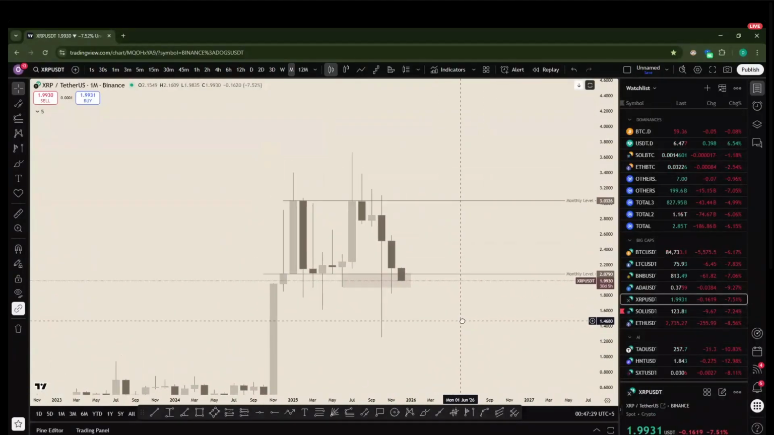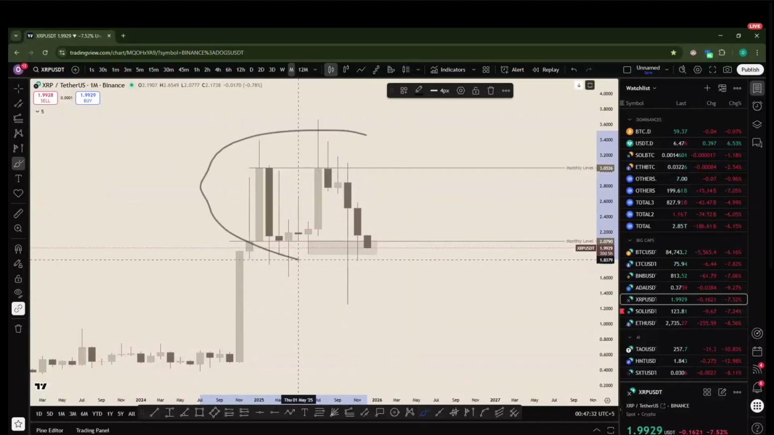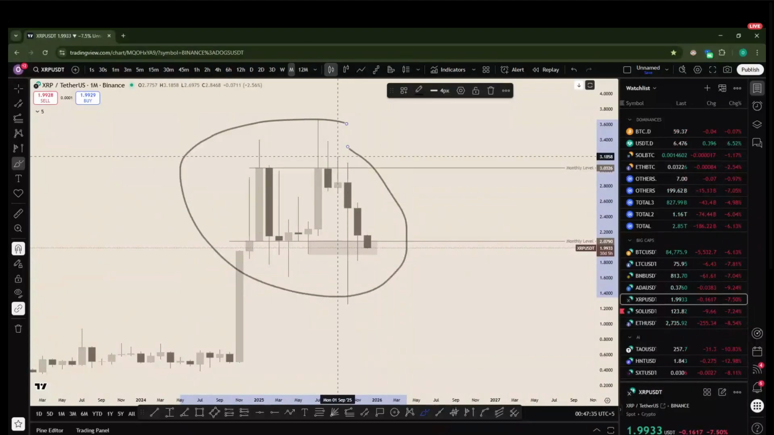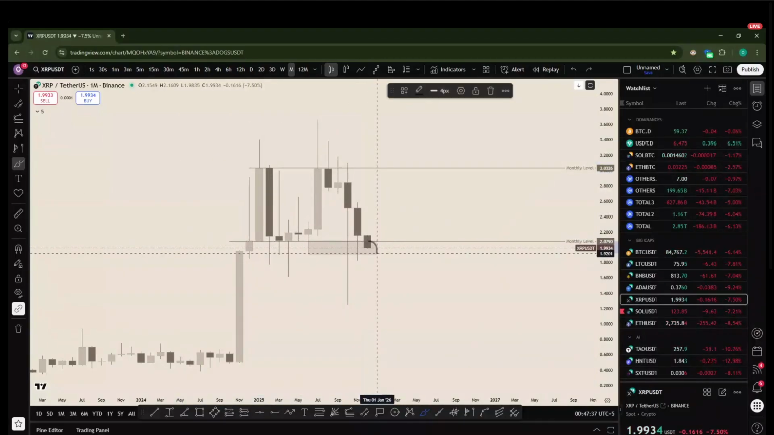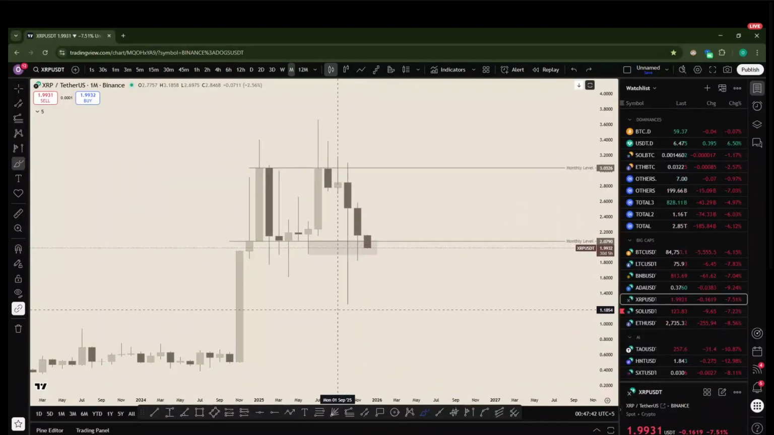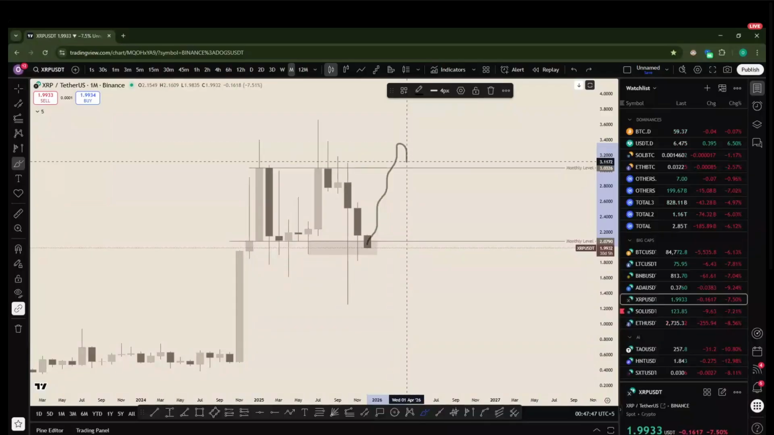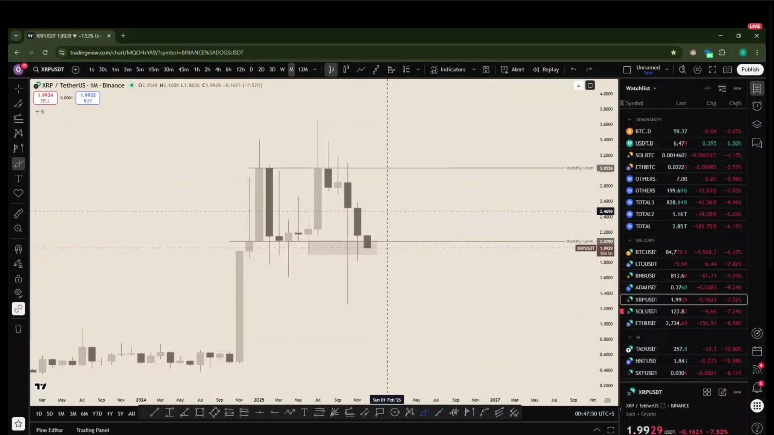Same case with the XRP. We are losing the monthly level. We were in this range just like the Solana, and now we are losing the monthly level. See, the reaction is getting lesser and lesser from the monthly level. Technically we should be going up and reclaiming this and going higher. But now you see, we are printing another candle pointing downward, and we are showing extreme signs of bearishness. So that's not great at all.